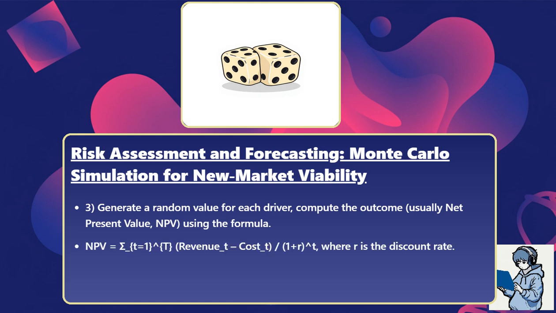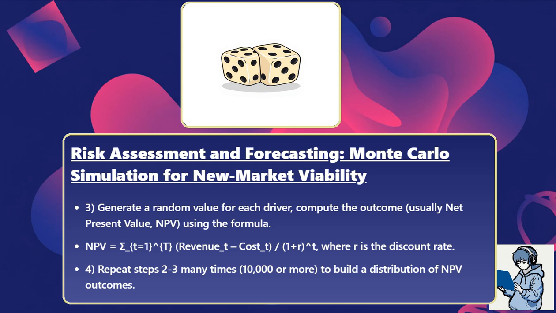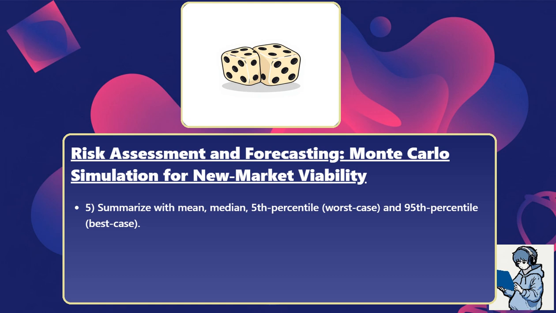Net present value equals the sum from t equals 1 to T of (revenue_t minus cost_t) divided by (1 plus r) to the power t, where r is the discount rate. Step 4. Repeat steps 2 and 3 many times, 10,000 or more, to build a distribution of net present value outcomes. Step 5. Summarize with mean, median, 5th percentile, which is the worst case, and 95th percentile, which is the best case.